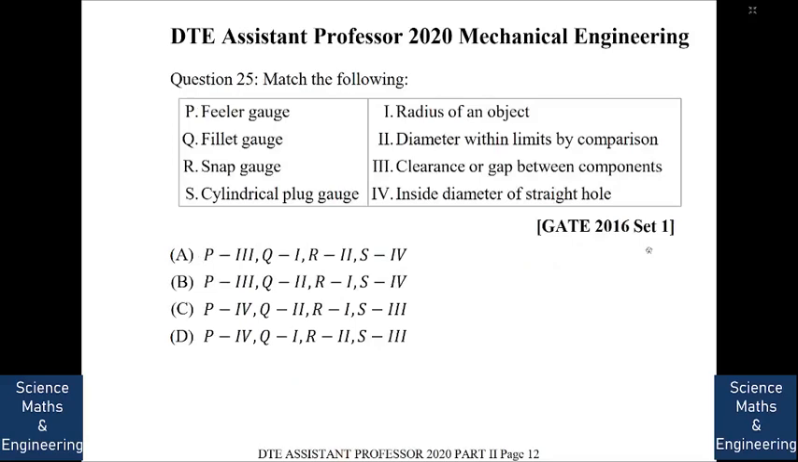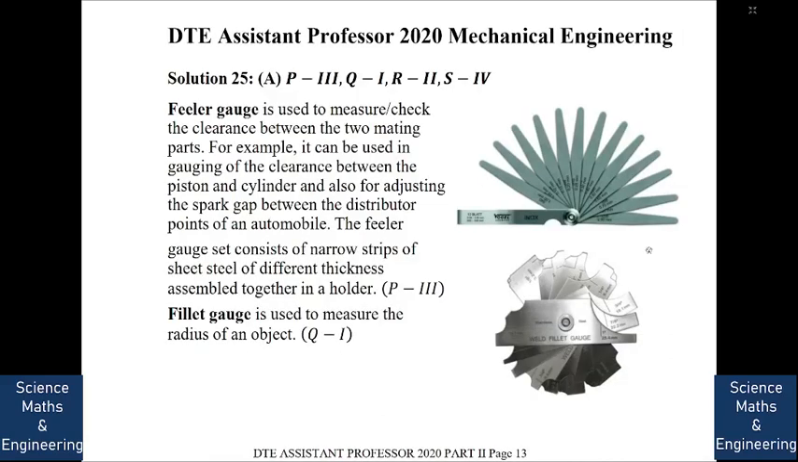Next, match the following: filler gauge, snap gauge, and cylindrical plug gauge. On the right hand side we have radius of an object, diameter within limits by comparison, clearance or gap between components, and inside diameter of a hole. So let us see. These are filler gauges. These are used to check the clearance between two mating parts, like the clearance between a piston and a cylinder can be checked with these gauges.